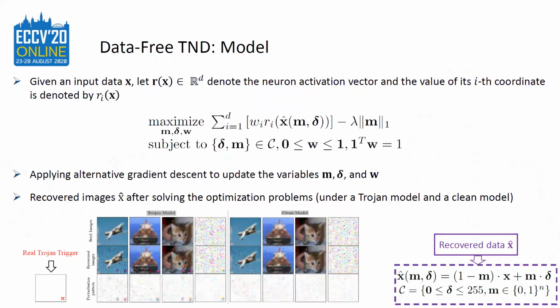In the bottom figure, one can see that by solving this optimization problem with random seed images, the perturbations we find indeed show the patterns of the real Trojan trigger under a Trojan model. We'll have random behaviors under a clean model.